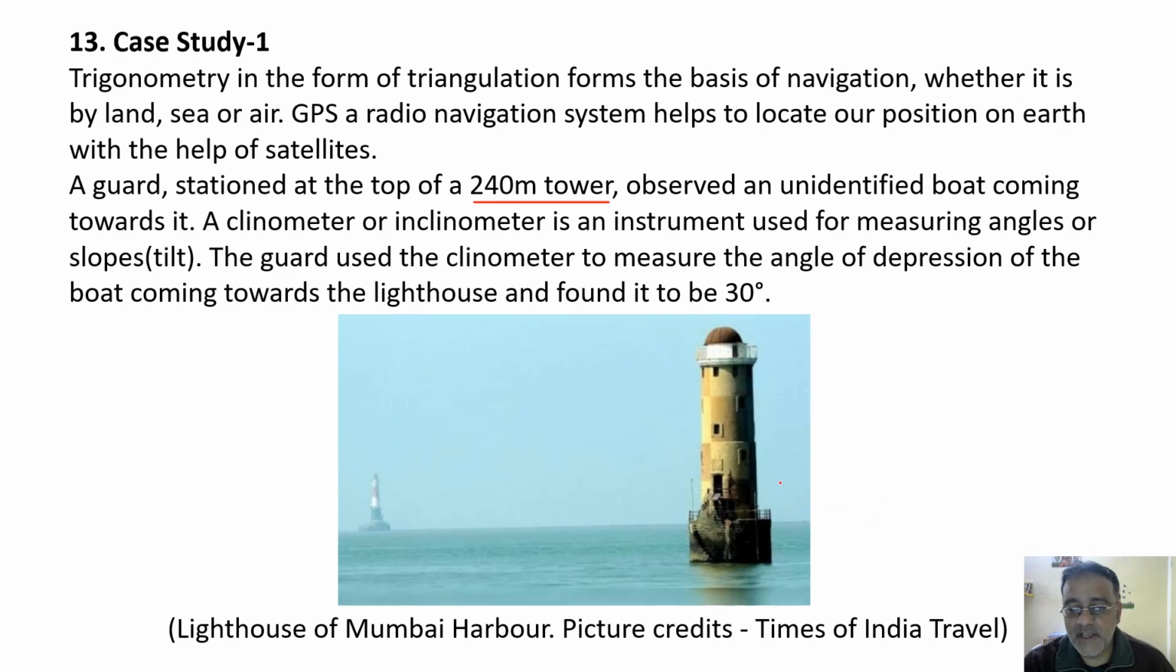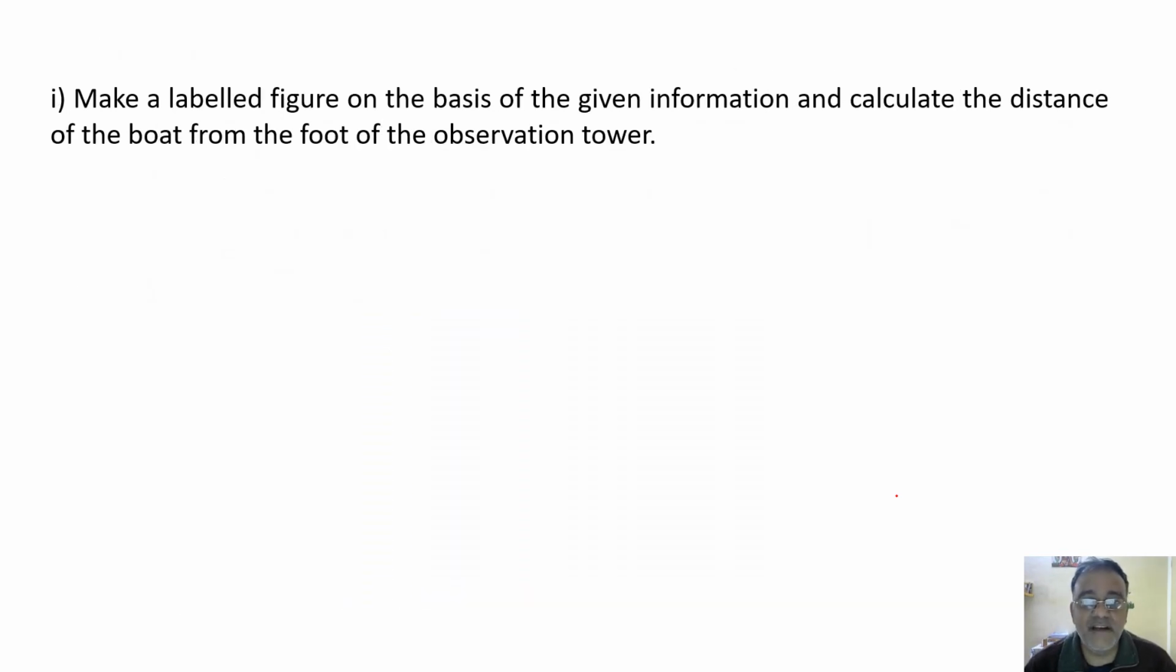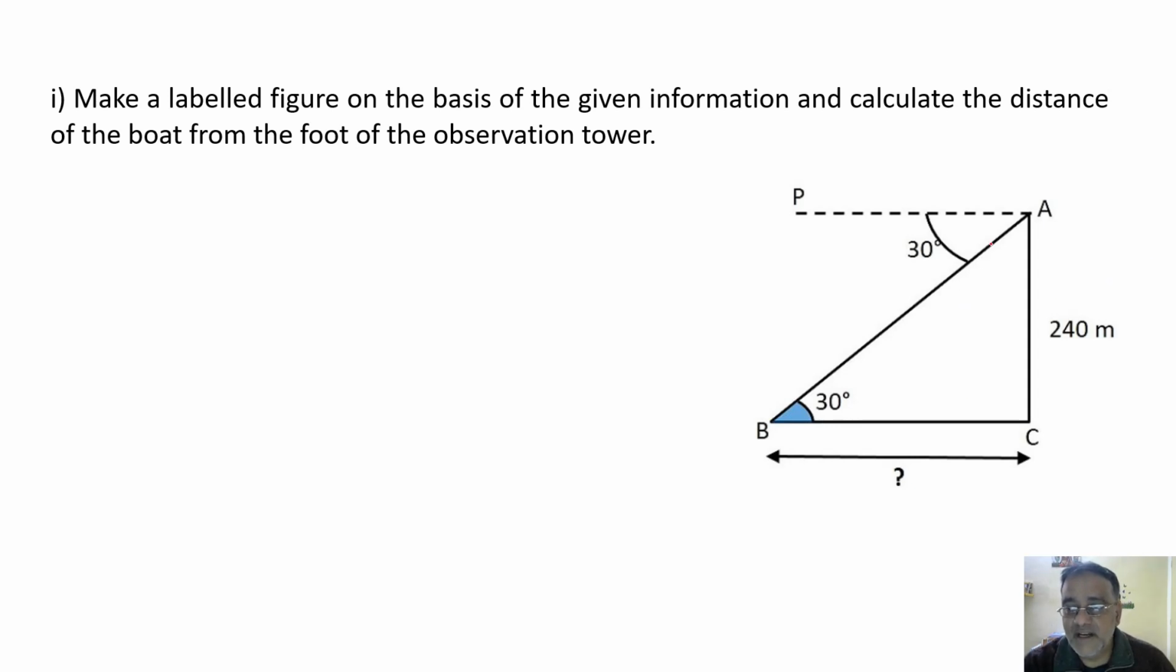ठीक है. सो एक आर्टिकल में से ये पिक्चर लिया गया है, लाइट हाउस ऑफ मुंबई हार्बर. ओके. सो now based on this diagram, few questions are there. First one, make a labeled figure on the basis of the given information and calculate the distance of boat from the foot of the observation tower. So this is the rough figure and this is the position of clinometer. यहाँ से हम लोग angle of depression इसका measure कर रहे हैं 30 degree, right? And these two angles are equal, alternate interior angles, and we need to find the distance of boat.